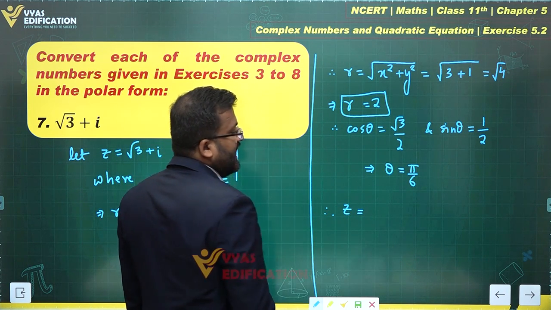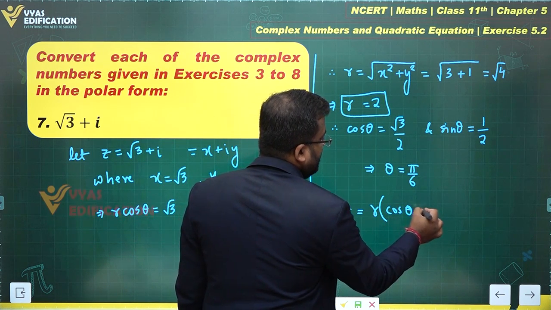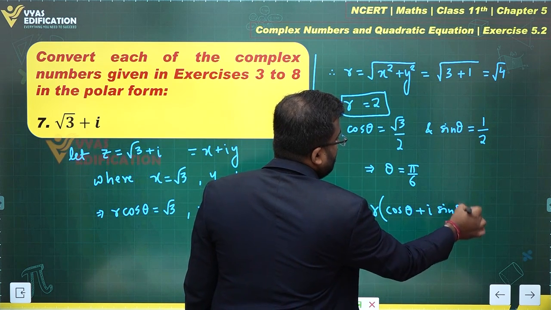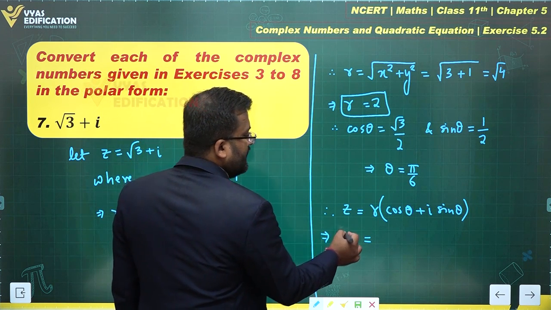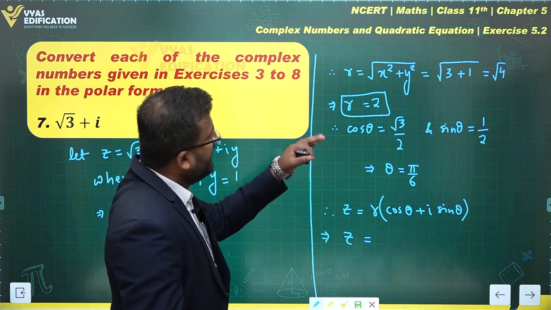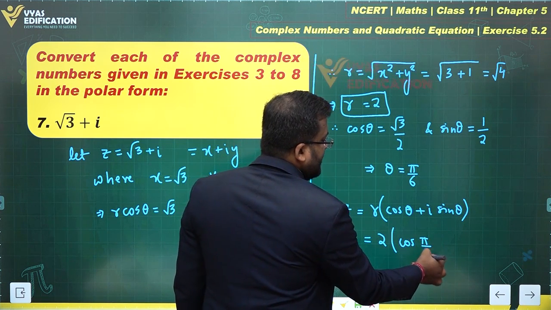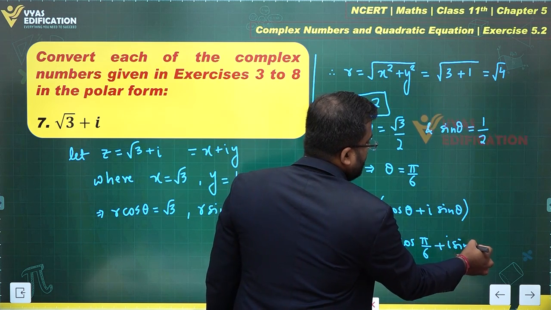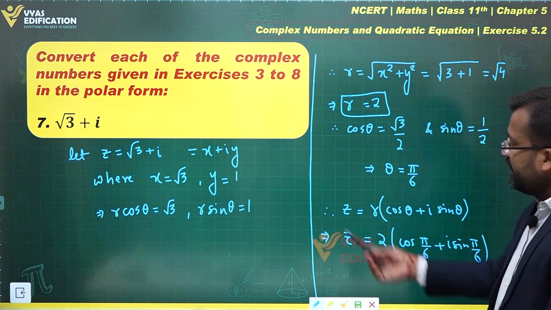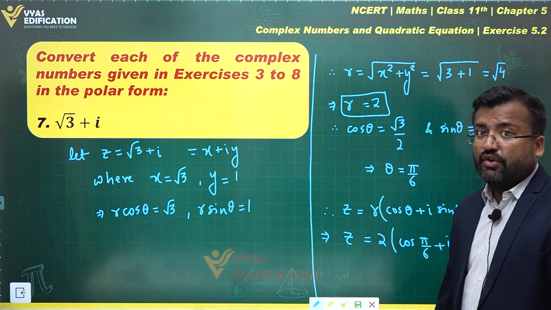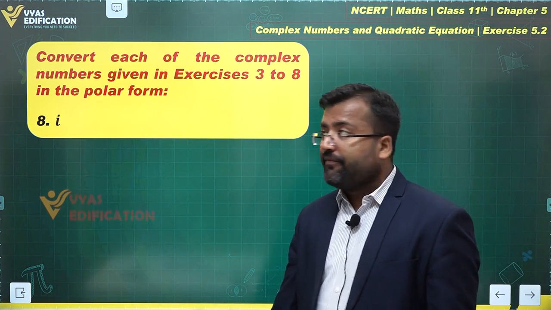z equals r times cos theta plus i sin theta, which is the polar form, and which gives me z equals r. What is r? r is root 4, which is 2, and this becomes cos pi by 6 plus i sin pi by 6, which is the required polar form for this given complex number over here. Right? Let's talk about this one.